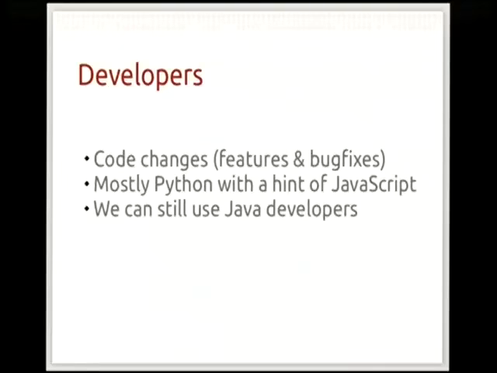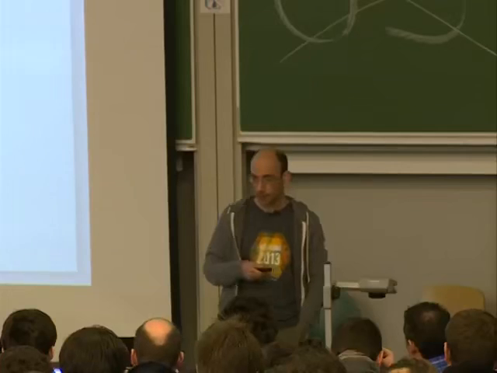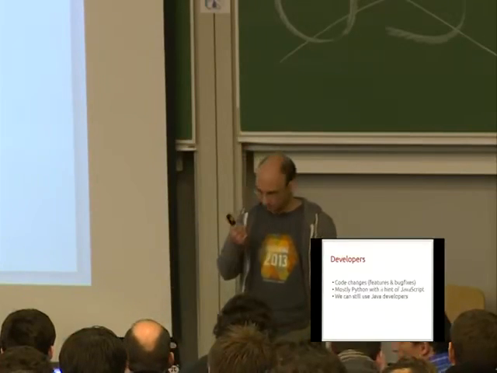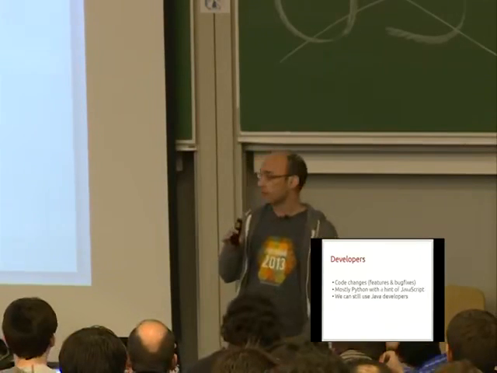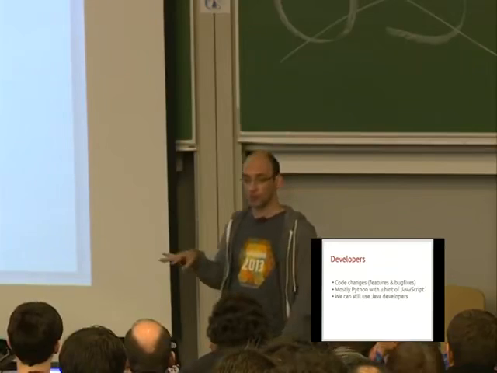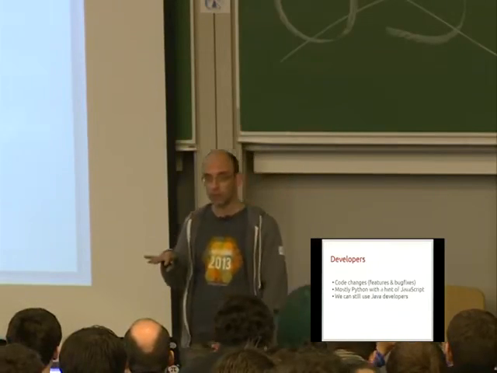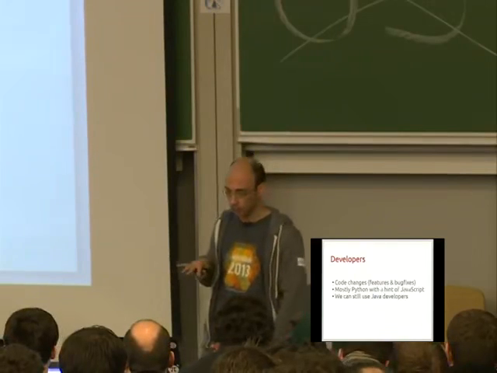So we have developers. Obviously, we need developers for code changes. That can be features, that can be bug fixes. The code is mostly Python. There is a hint of JavaScript, especially in the web UI, obviously. We can still use Java developers, don't despair. Especially we have pieces of the infrastructure that run Gerrit or Jenkins, and we sometimes need stuff being pushed in that direction, but it's mostly Python.